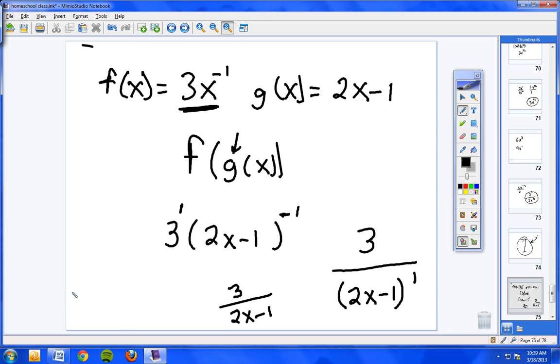Yes, Mike? It's like f and then a big parentheses. Yes. So where did the x from the 3x go? Because f is 3x. Right.